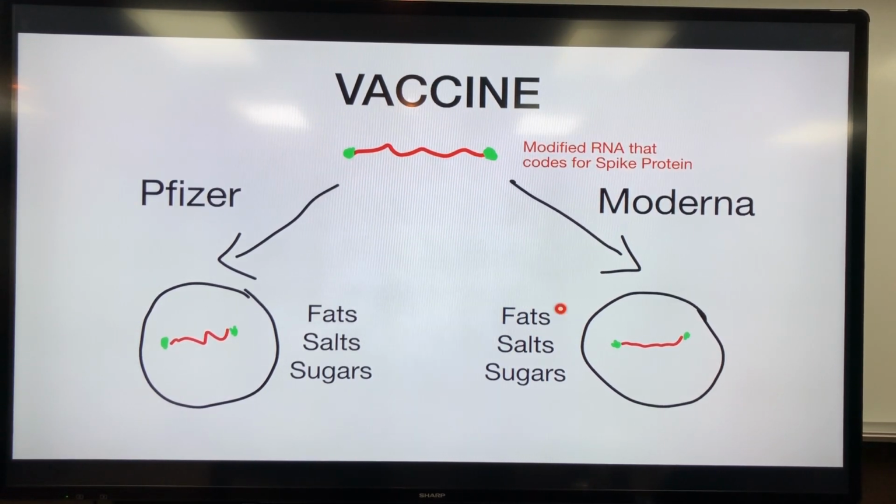Both companies, it's basically fats, salts, and sugars that make up that little nanoparticle. But the result of it is that's why Pfizer has to be stored at such a lower temperature, because its little soap bubble is more fragile. It has to be stored at a lower temperature, and Moderna's stored at more typical freezer temperatures. So that's all the vaccine is. It's just a little bit of nanoparticle soap bubble and a little strand of RNA versus the full virus. And it's not obtained from the virus. It's actually all this stuff right here is man-made.